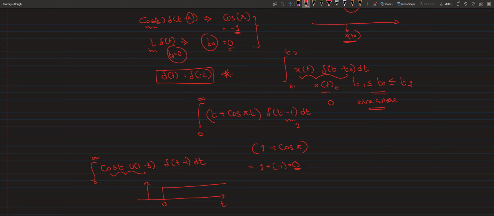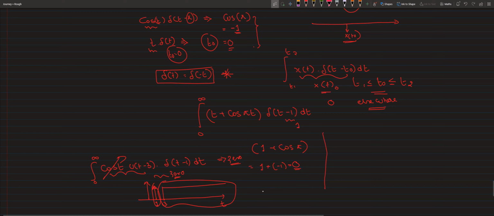Now delta of t minus 1, where does it fall? It falls at 1. So if I multiply this delta of t with this u of t, what will happen? The multiplication will lead to 0 itself. It results in 0, so this cos t doesn't make any difference. Your overall result is 0.